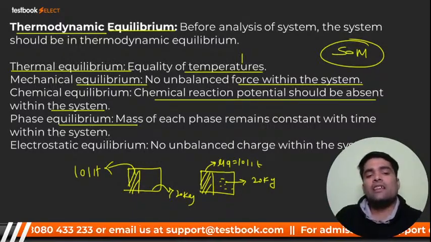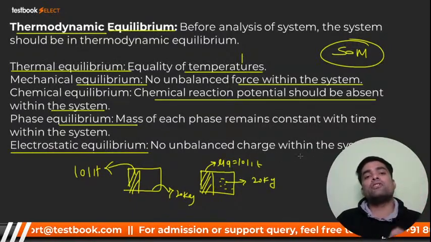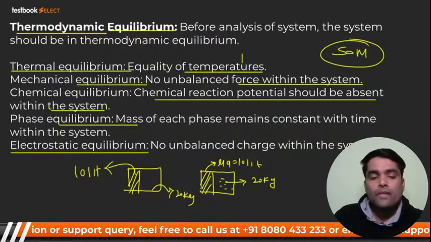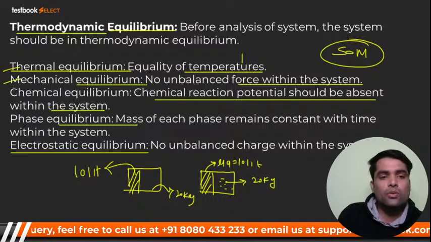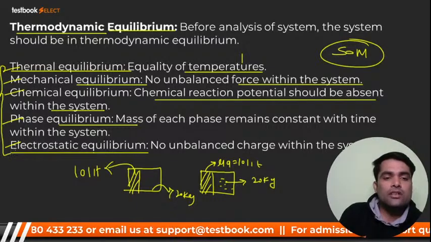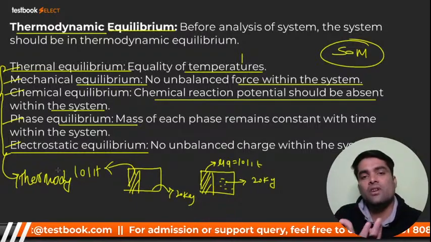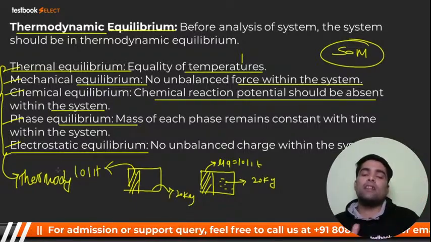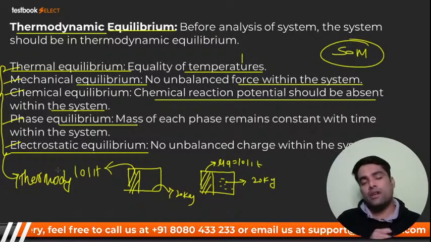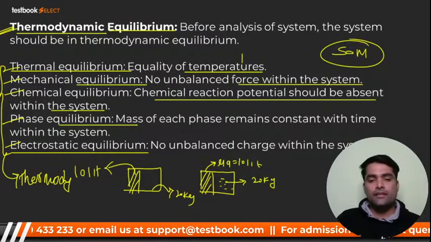There is another one, which was asked in this very exam, so I have added it, that is electrostatic equilibrium. No unbalanced charge within the system. If there is no unbalanced charge in the system, then we can say that the system is electrostatic. And if the system satisfies all these five conditions, that is 1, 2, 3, 4, 5, then we can say that the particular system is in thermodynamic equilibrium. That means that before doing analysis of any system, the system is in thermal equilibrium, it should be in mechanical equilibrium, chemical equilibrium, electrostatic equilibrium and phase equilibrium. If the system satisfies these five equilibrium conditions, then and only then that system will be in thermodynamic equilibrium.